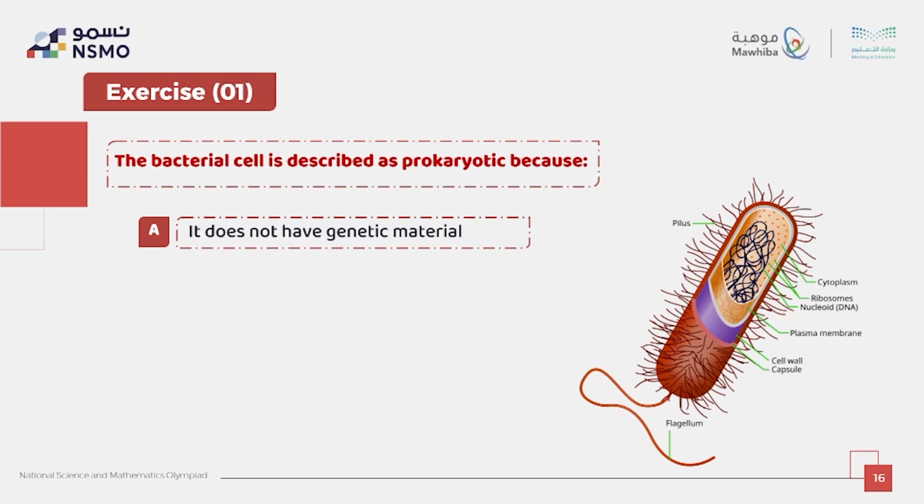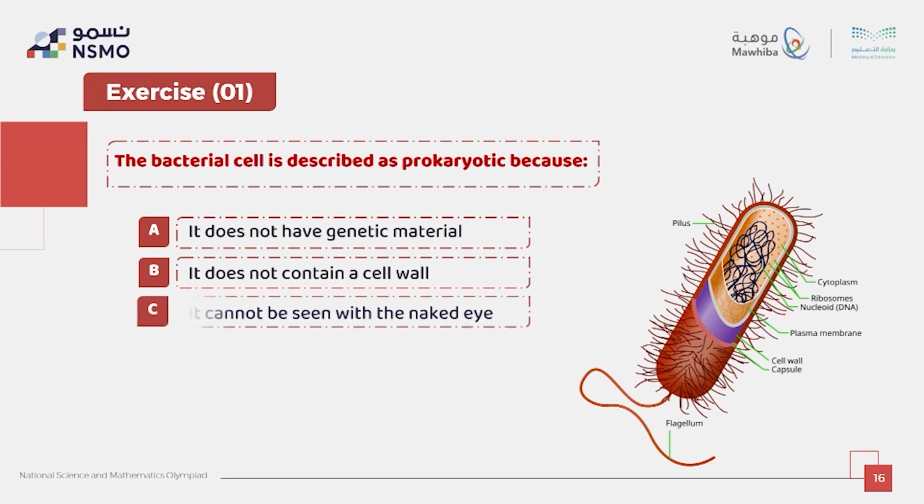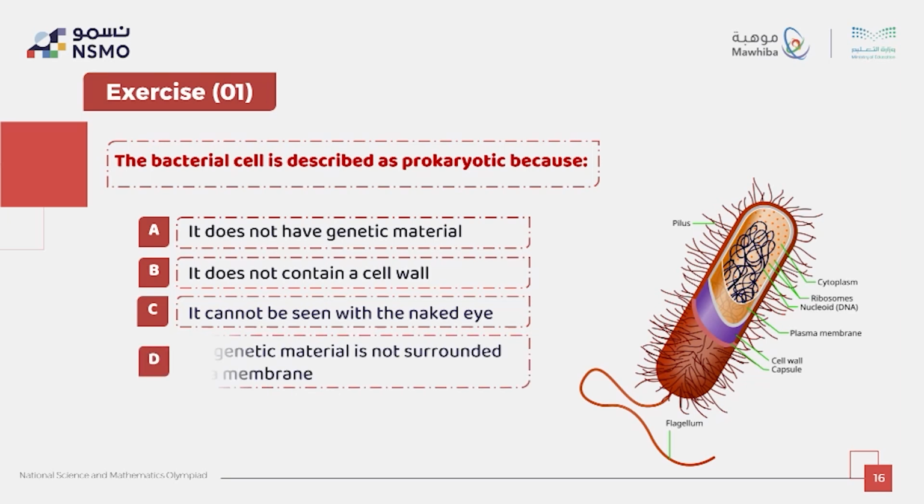So this exercise helps us apply what we have learned. The question is, why is the bacterial cell described as a prokaryote? Okay, so first option, A, it does not have genetic material. B, it does not contain a cell wall. C, it cannot be seen with the naked eye. D, its genetic material is not surrounded by a membrane.